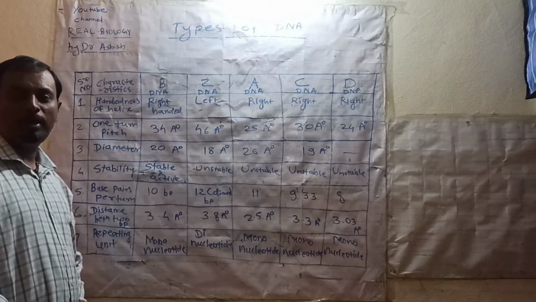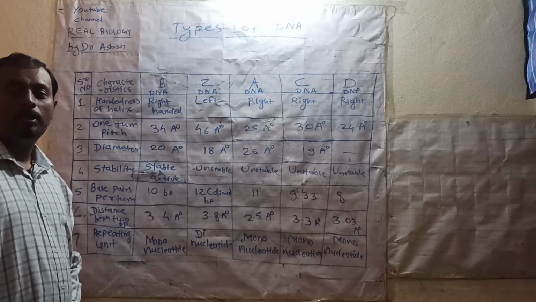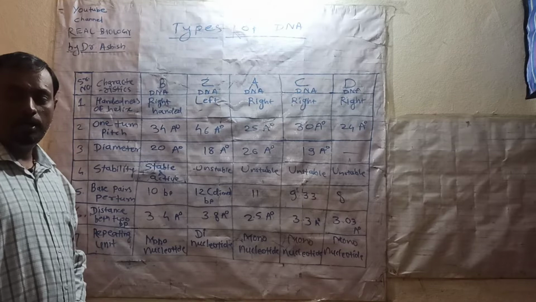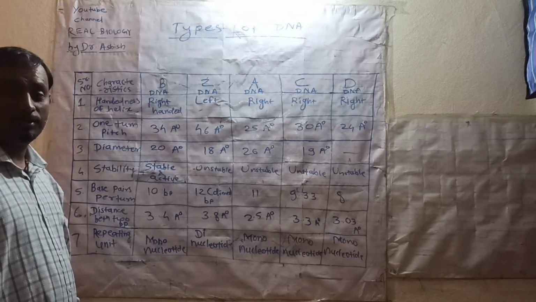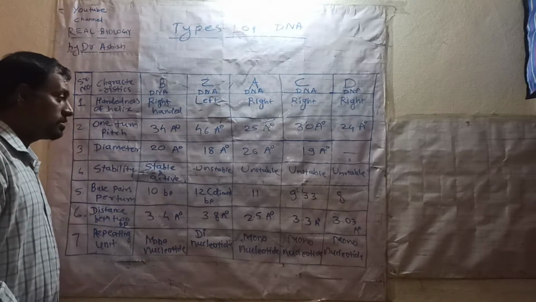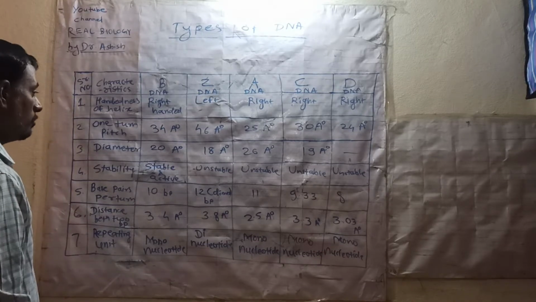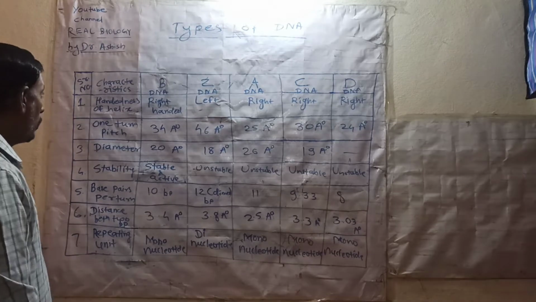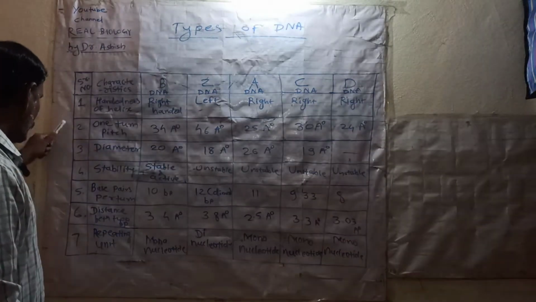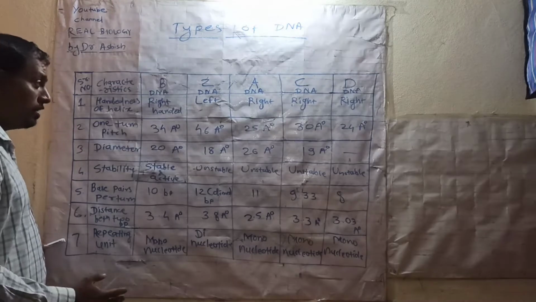Welcome to part 4 of structure of DNA. Here we are going to study about different types of DNA and their structure. As you can see in the chart, I have drawn this chart because it would take more time to draw during the video. There are basic 7 characteristics of each kind of DNA.